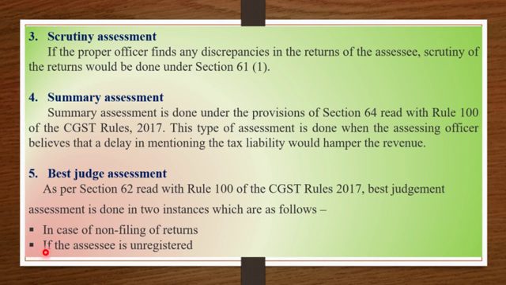Second instance is if the assessee is unregistered. It means if a taxable assessee is not registered or if the assessee's registration has been cancelled as per the provision of section 29 subsection 2, the proper officer would determine the tax liability of such assessees as per his best judgment. The officer would send a notice as per Rule 100, Sub Rule 2, before the assessment stating the reason for best judgment assessment.